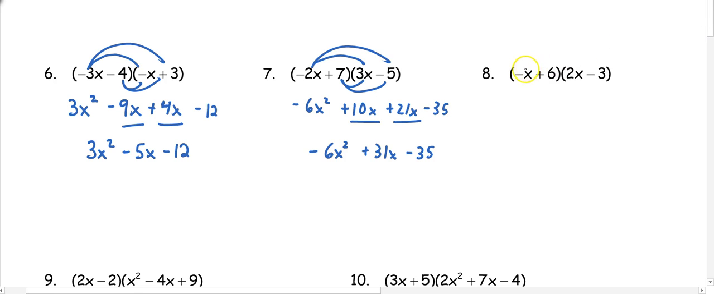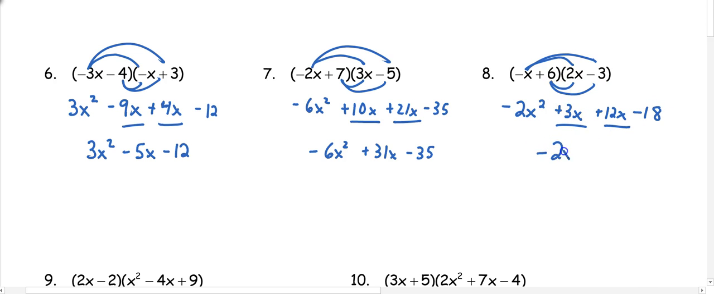Number 8, I'm distributing negative x to both terms first. So negative x times 2x is negative 2x squared. Negative x times negative 3 gets me 3x. 6 times 2x gets me 12x. And 6 times negative 3 gets me negative 18. So I'm going to combine my x's together: negative 2x squared plus 15x minus 18.